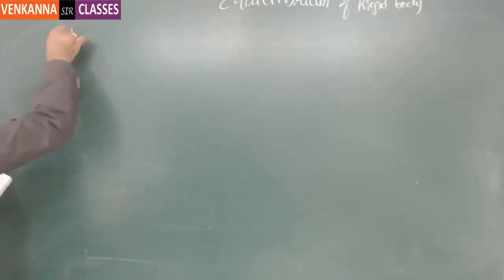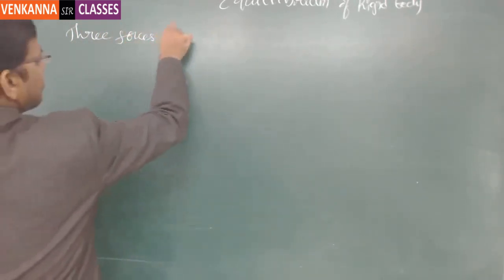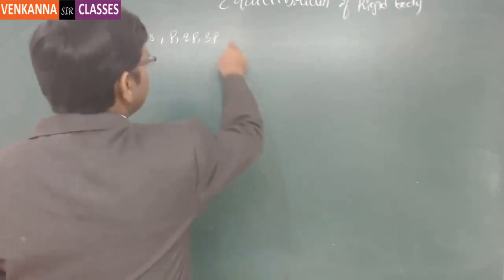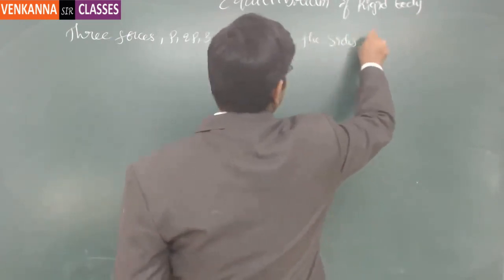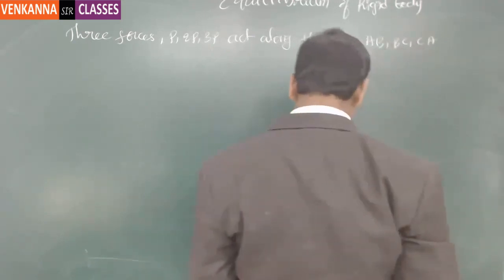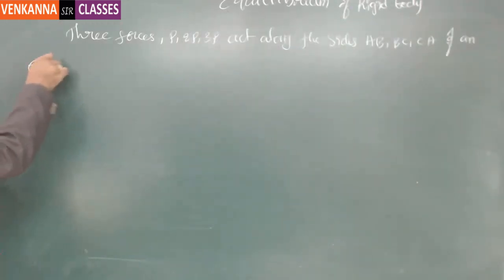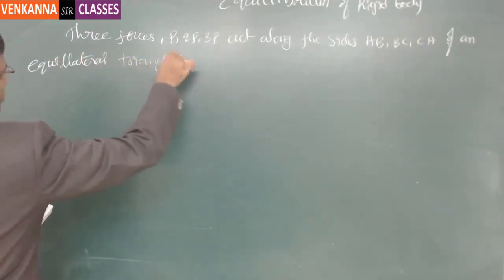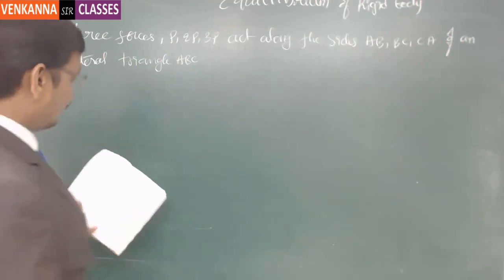Three forces P, 2P, 3P act along the sides AB, BC, CA of an equilateral triangle ABC. Find the magnitude and direction of the resultant.